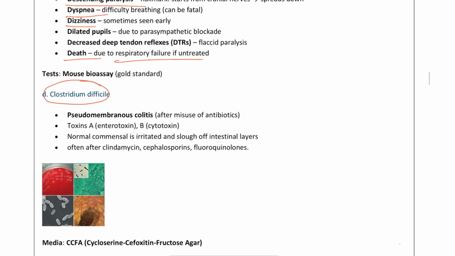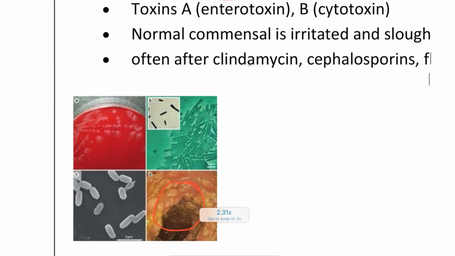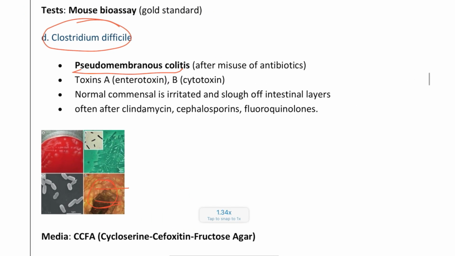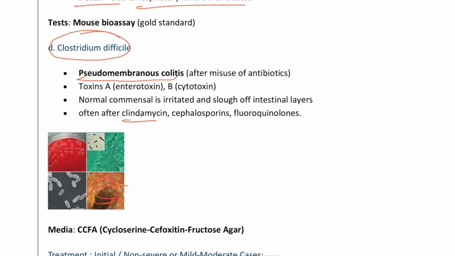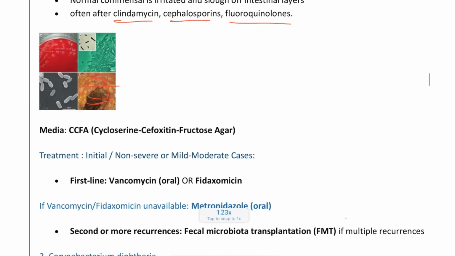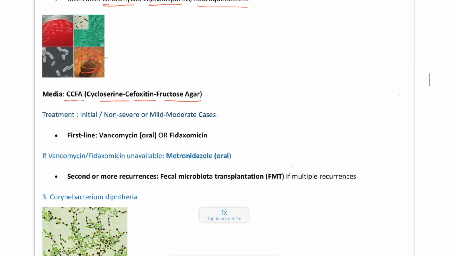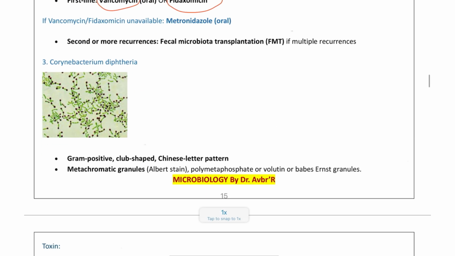Clostridium difficile causes pseudomembranous colitis. Here you can see the pseudomembranous colitis where mostly the patient is taking antibiotics such as clindamycin, cephalosporins, fluoroquinolones. Misuse of antibiotics leads to Clostridium difficile infection. The media is CCFA: cycloserine, cefoxitin, and fructose agar that we are going to use for this patient. First line you can give metronidazole and then vancomycin. Then fidaxomicin is the drug of choice for this patient.